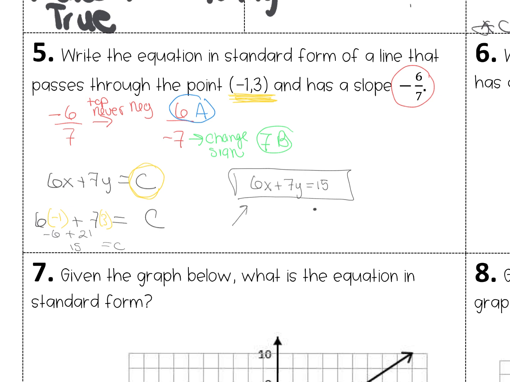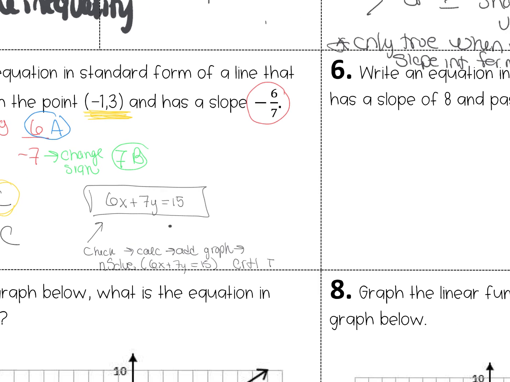Easy way to check it: you can use your calculator. You're going to add a graph. And in the graph, you have to physically type the word nsolve. You can't get it from a menu. You have to type nsolve and then type 6x plus 7y equals 15. And then you can use your Control T, and you can check that your point's there, and you can count your slope on the graph and make sure that it's right.